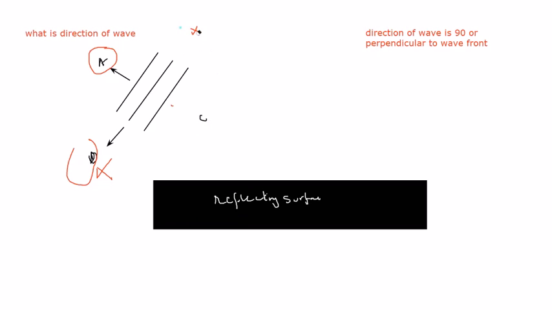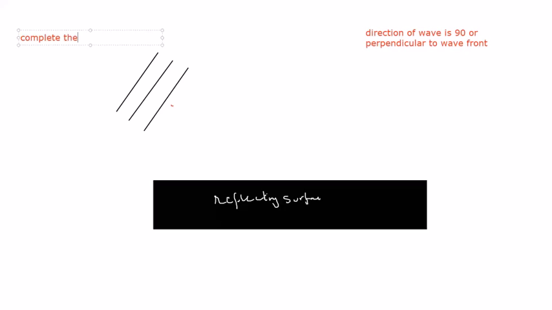What they will do, they will give you the wavefront and the question is complete the diagram to show reflection of the wave. So how can you complete this diagram to show a reflection of the wave? So first thing, you will draw an arrow to show the direction in which the wavefronts are moving.